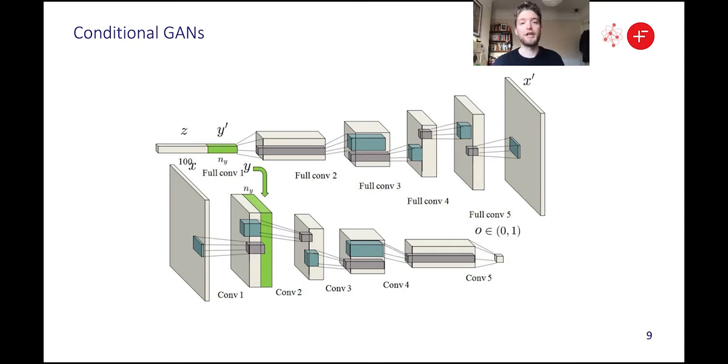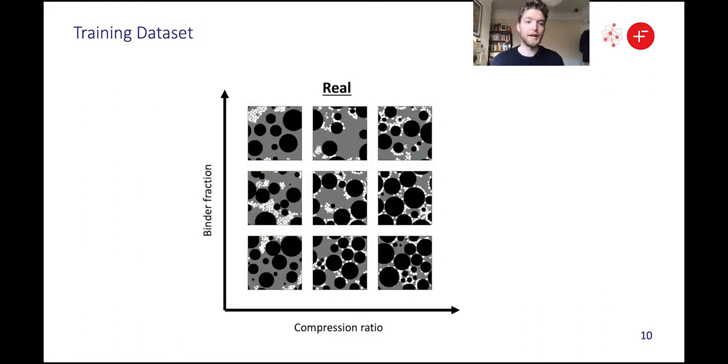Now, in the case of microstructure, our labels are manufacturing conditions. So in this case, we use compression ratio and binder fraction. So how strongly do you compress your microstructure, and what's the ratio of binder to active material in there? We obtain these microstructures by doing, you can see here, 9 simulations. A group in France did these simulations for us, Alejandro Franco's group, and once they've done these 9 simulations, we can then teach a GAN to try and emulate that data set.